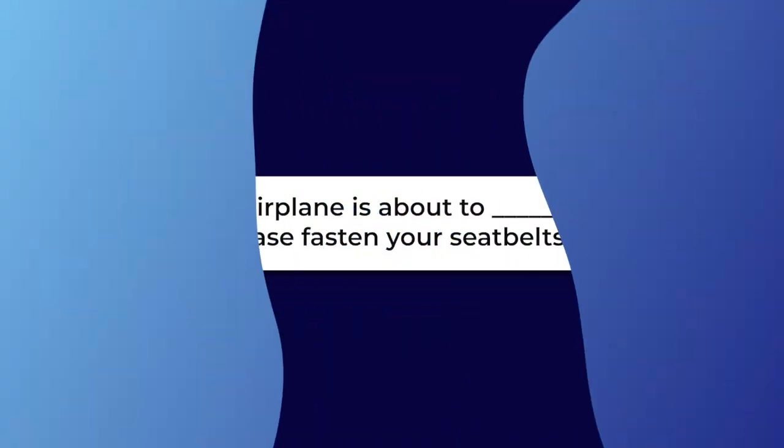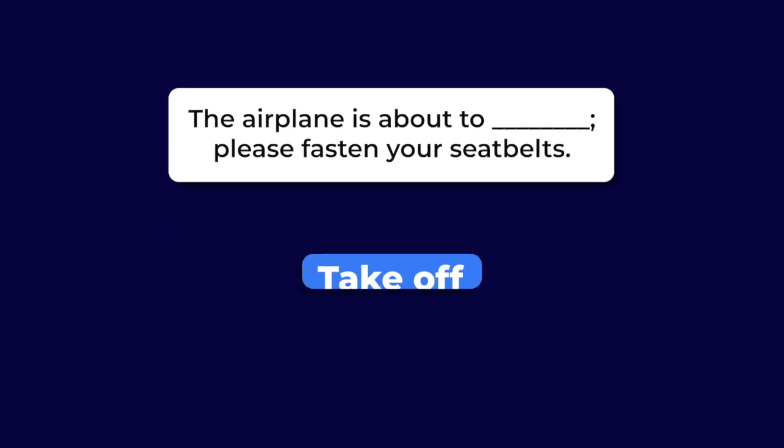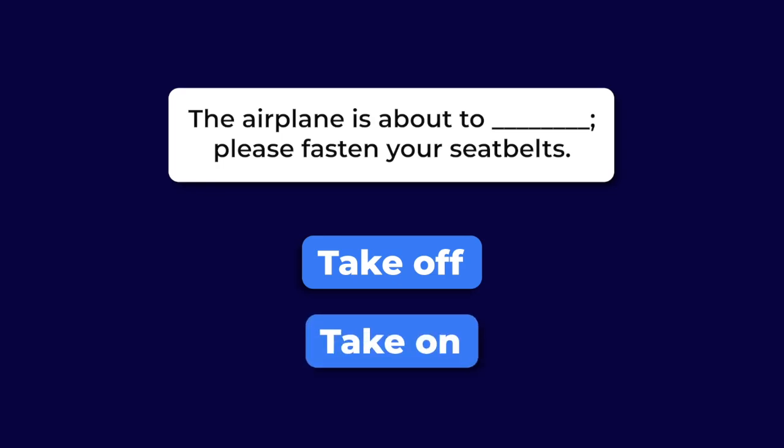So you can make up a lie, which is a common phrase to use in English, which means you lie about something that didn't happen. But when we say we're making up a plan, it means we're thinking of a new plan to solve a problem. And to make for is not a phrasal verb in English, so don't use that one. The airplane is about to... Please fasten your seatbelts. The airplane is about to take off, or the airplane is about to take on.